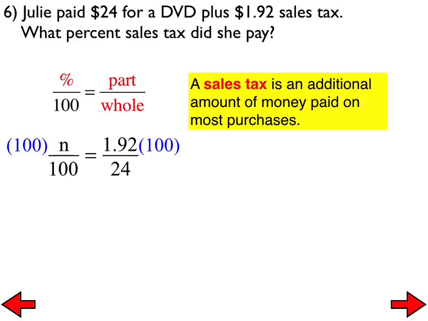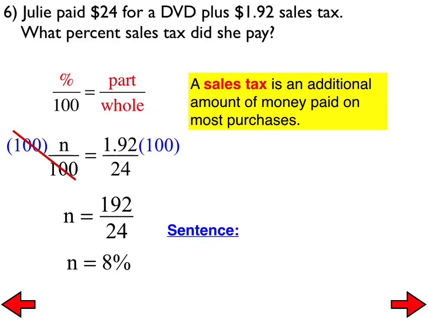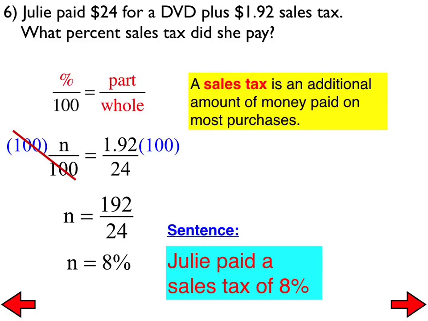Again, if you multiply by 100, what does that decimal number become? What's 1.92 times 100? 192. That shouldn't be hard, guys. Then divide by 24. 8%. She paid 8% sales tax. Anyone have any questions about today's lesson? Pretty good? Alrighty.